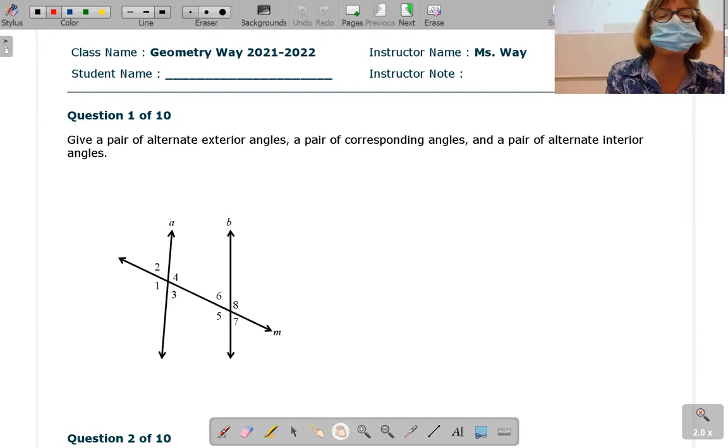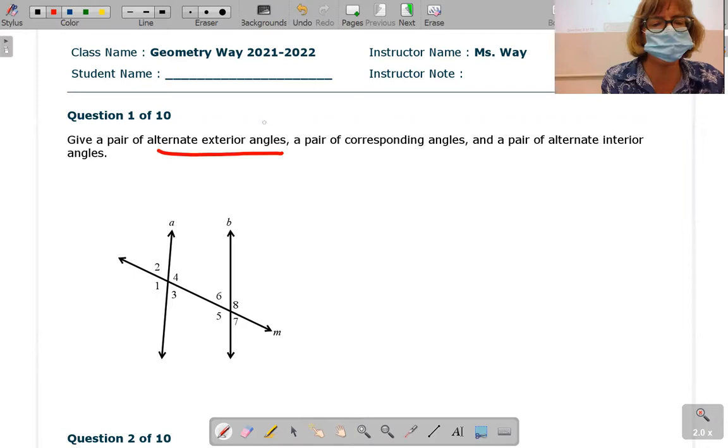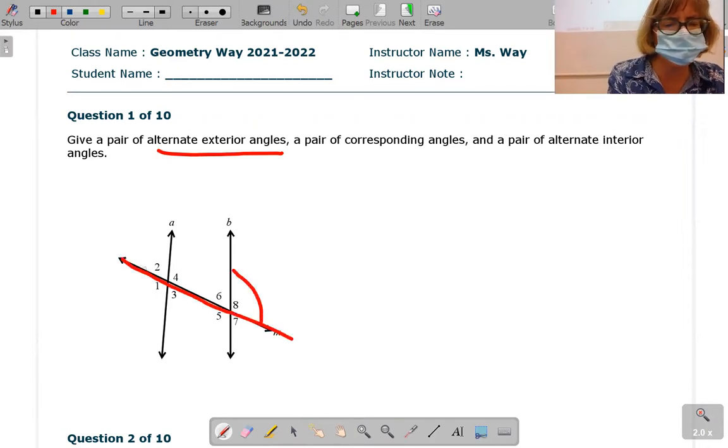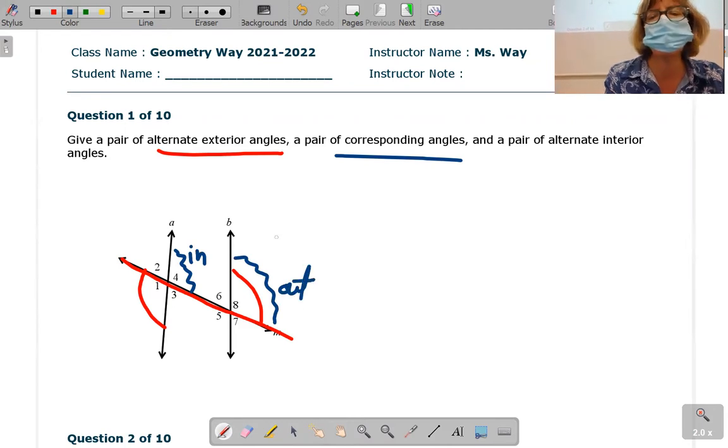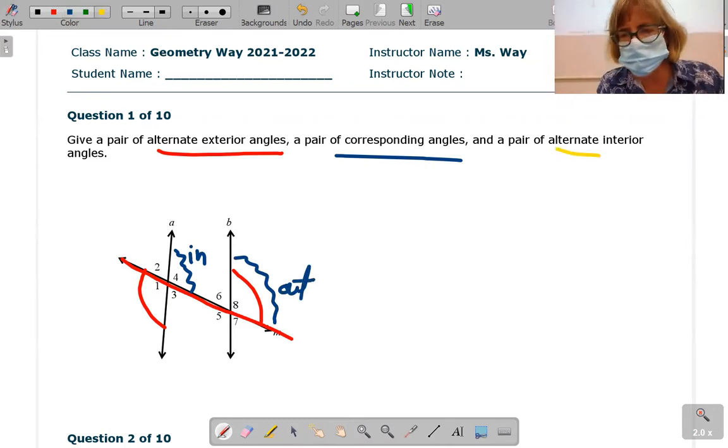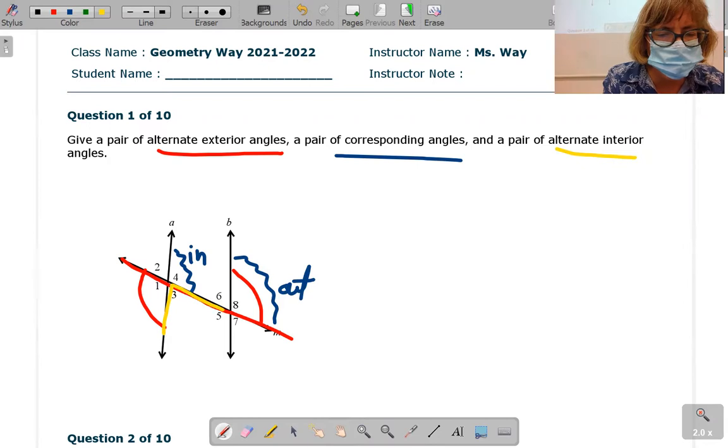The most important thing here is vocabulary. Alternate exterior angles are angles that are on opposite sides of the stir stick, outside the lines. Corresponding angles are on the same side of the stir stick. One is in, one is out. That would be corresponding. Alternate interior, of course, would be the infamous armpits of the Z. That would be alternate interior.